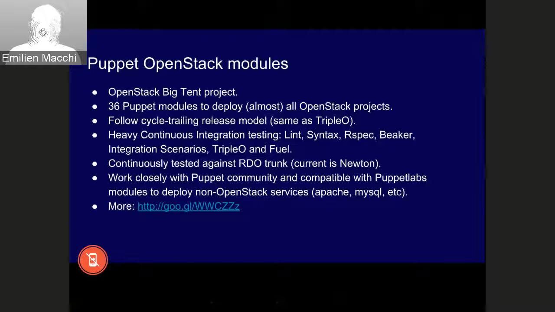The thing is that we are using the RDO trunk on master. So every day we are testing Puppet modules against OpenStack master. We are working very closely with the Puppet community, and the modules are working with the official Puppet Labs modules. So for example, in TripleO, you will see that we are deploying Apache. The Puppet OpenStack modules actually work with these modules supported by Puppet Labs. We did not fork our own modules, and we did not create everything. We just use what the Puppet community is using and what Puppet Labs is actually supporting.